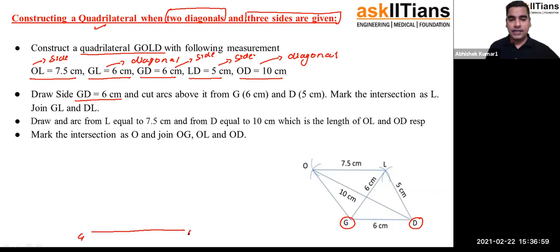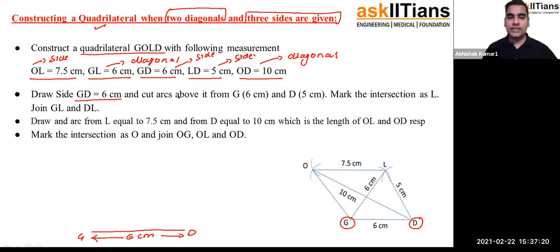And GD, the length of GD as per the information provided in the problem must be equal to 6 centimeter, and that's exactly what we did. Then, because we are interested in forming the triangle GLD, you need to consider the lengths of GL and LD respectively.